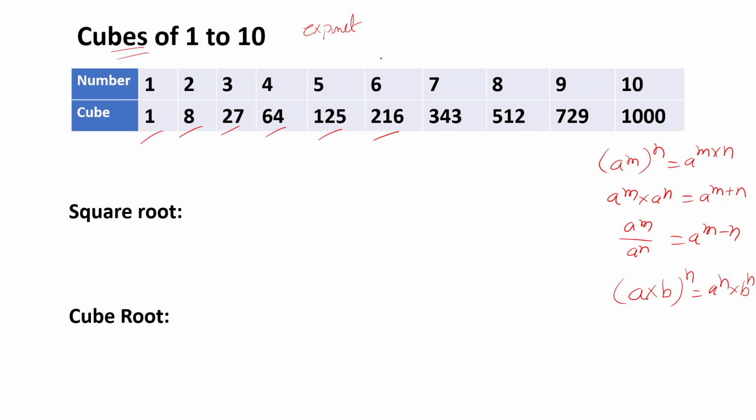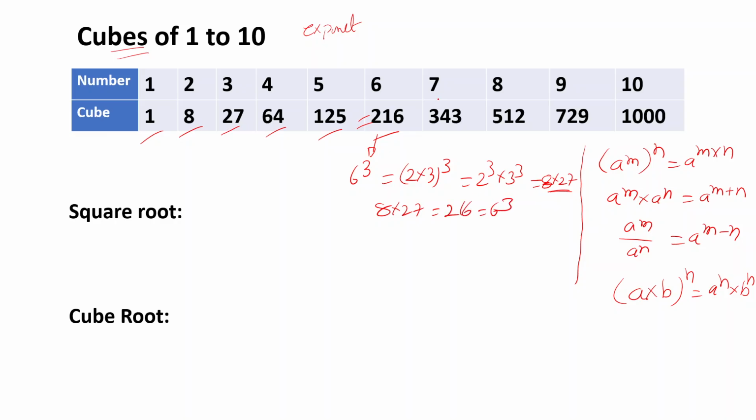It is easy to remember. Now for the formulas I wrote, I can use 6 cube is equal to, how can I write 6? 2 into 3, whole cube. Now 2 cube into 3 cube, and I know 2 cube and 3 cube very well: 8 into 27. So 8 into 27 is nothing but 216. You can remember whenever 27 into 8 comes, it is 6 cube. So you can remember this link: 8 into 27 is nothing but 2 cube into 3 cube, it is 216, that is 6 cube. Now 343.